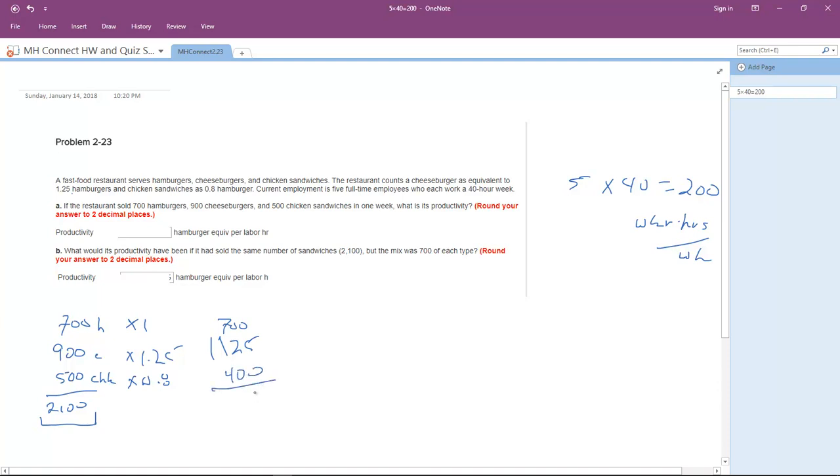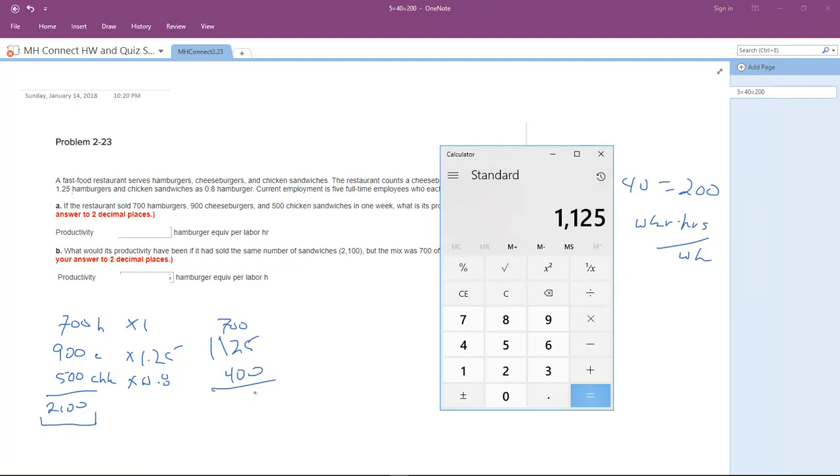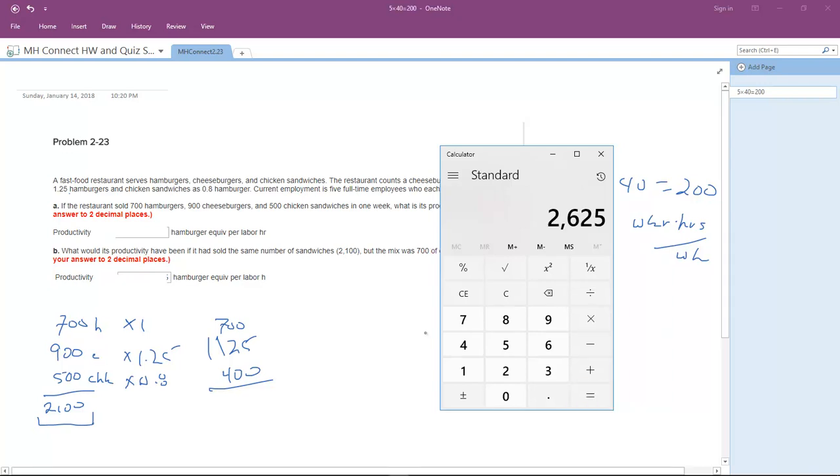Okay, and we'll use our calculator to add those up. So we have 1125 plus 700 plus your 400, and our total number of hours that it took to build sandwiches for that week is 26.25.